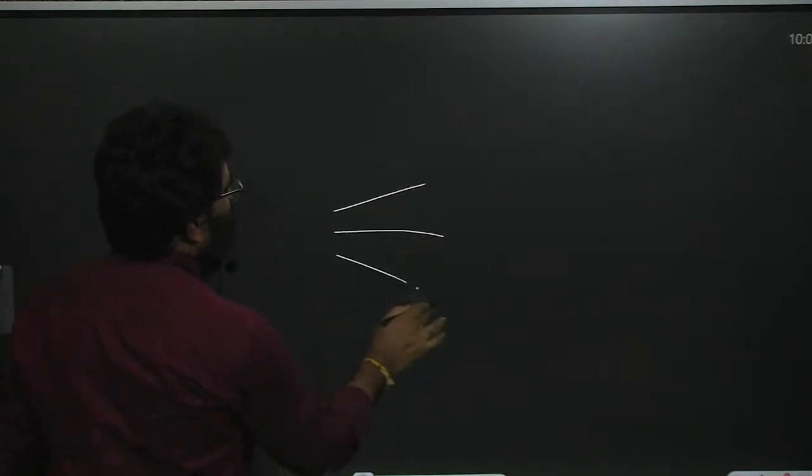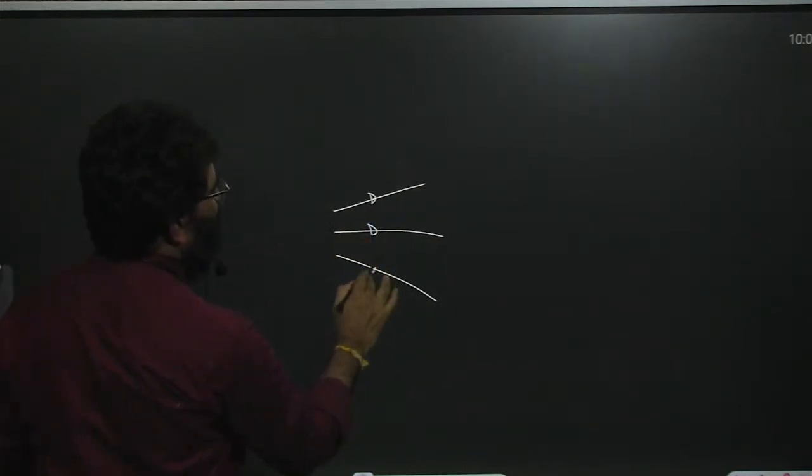Now remember, consider keeping the dipole in an external electric field that is non-uniform. When the electric field is non-uniform, the field is not constant in space.